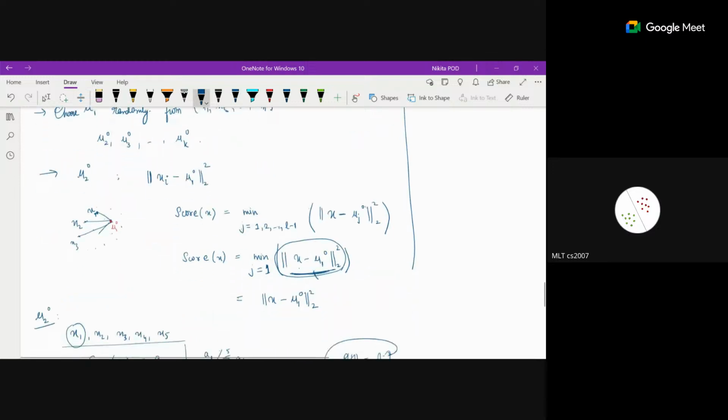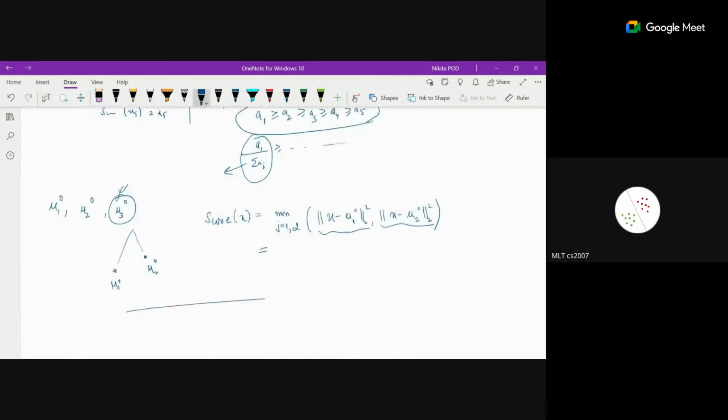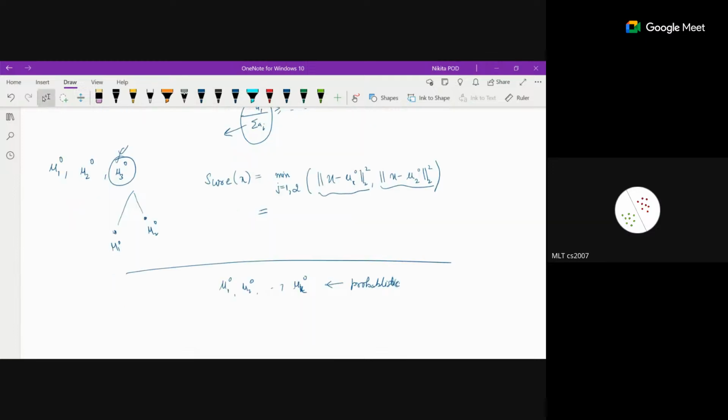Once all this is done, at the end the algorithm will give you mu1 naught, mu2 naught, and so on till mu k naught. And this is being done in a probabilistic way. Now, once you have your mu1, mu2 up to mu k, you run your Lloyd's algorithm, and afterwards everything is deterministic. Once this initialization is done, after this it's all deterministic. Then you run the Lloyd's algorithm and find your answer.